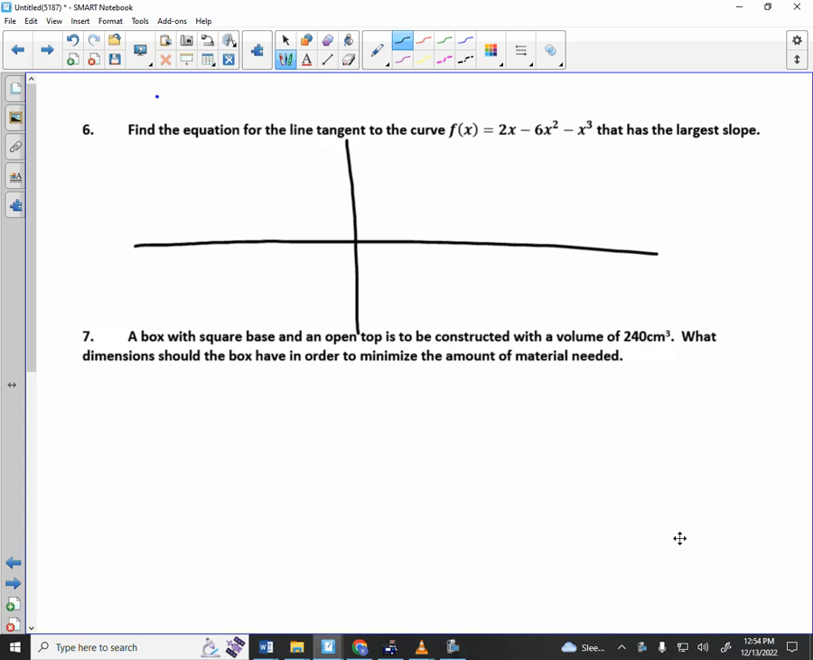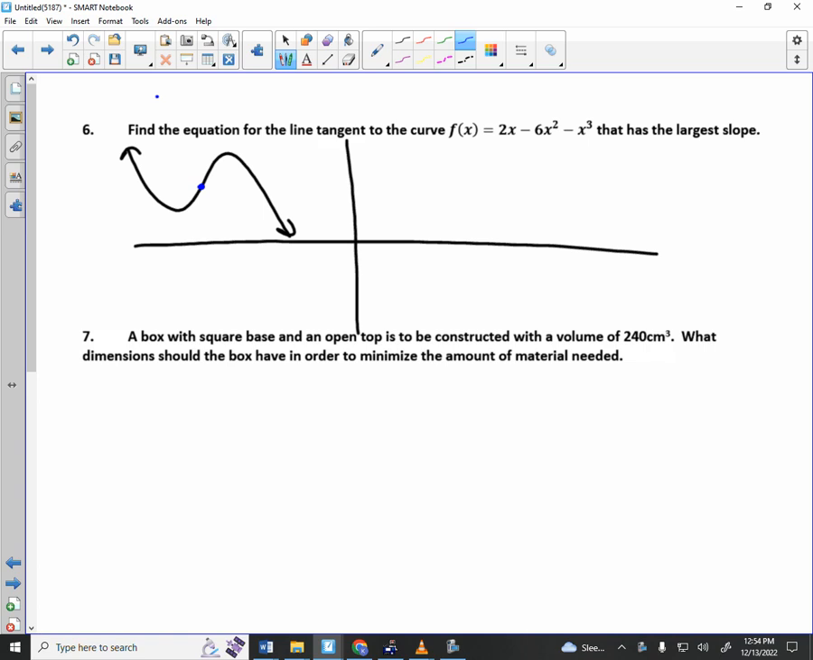Hopefully you drew this picture. You see that it's negative. And then it says the line tangent has the largest slope. So can you visualize here where the largest slope is? Right there? Yeah. That's where the largest slope is, right?